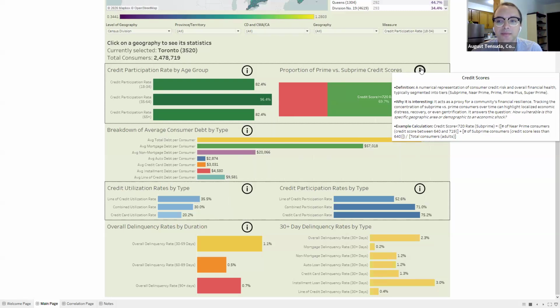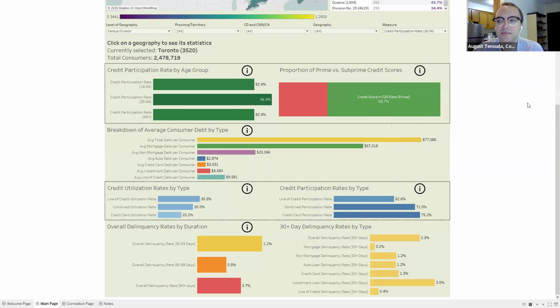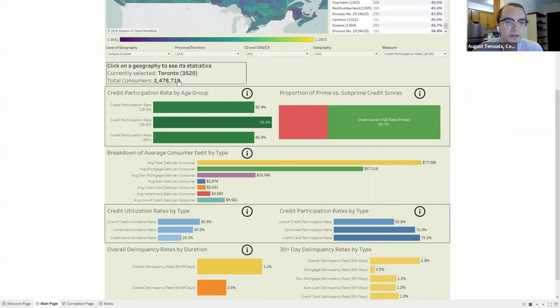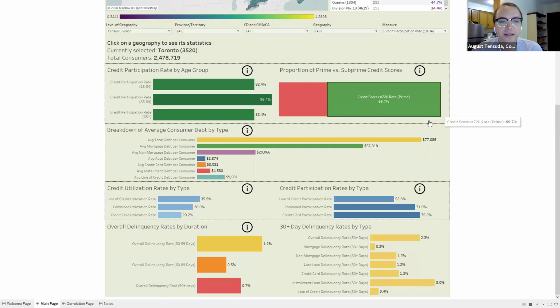Why is it interesting? It acts as a proxy for a community's financial resilience. Tracking the concentration of subprime versus prime consumers over time can highlight localized economic distress, recovery, or even gentrification. It answers the question, how vulnerable is this specific geographic area or demographic to an economic shock? So if you have a very high credit, that's good. If you got really low credit, that's bad. Yeah. Next, we have the breakdown of average consumer debt by these different debt types.